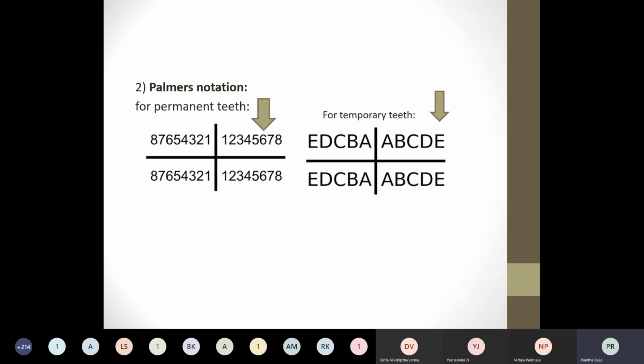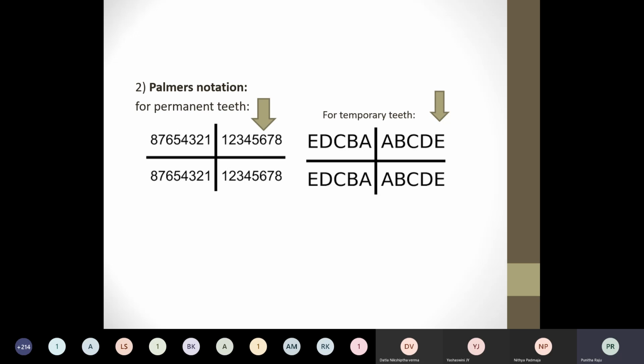The next is Palmer's method. In this diagram you can see it is 1 to 8 on the right and left, upper and lower. 1 to 8 is nothing but 1 for central incisor, 2 for lateral incisor, 3 for canine, 4 for premolar 1, 5 for premolar 2, 6 for molar 1, 7 for molar 2 and 8 for molar 3.